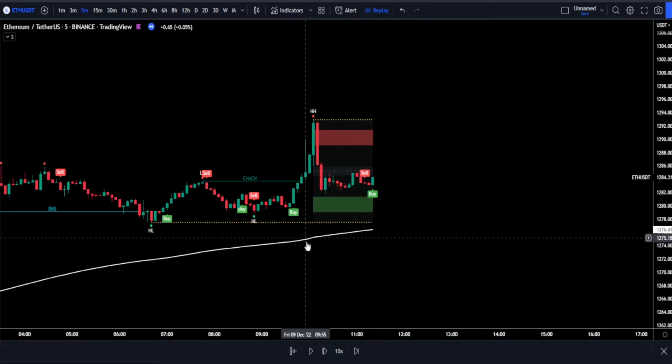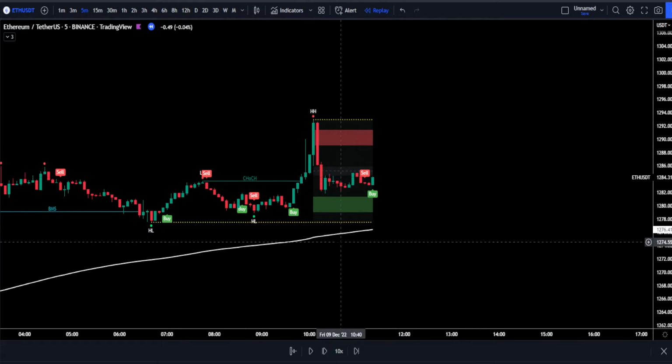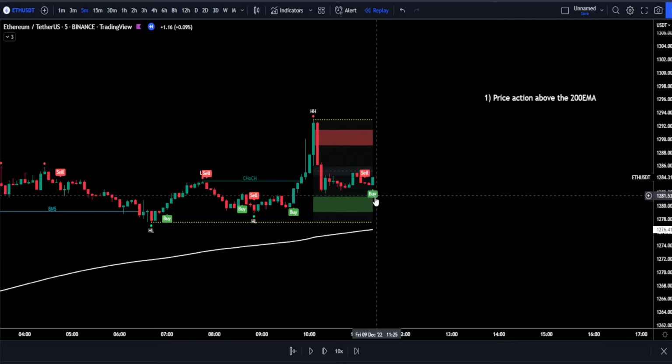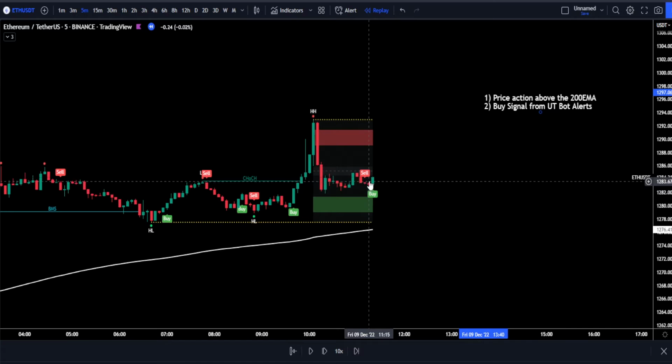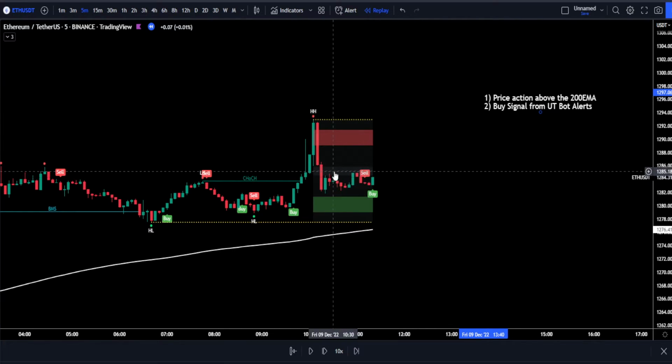First, the price action must be positioned above our 200 EMA. Second, the UT bot alerts indicator must issue a new buy signal. Third, at the time the signal is issued, the candlestick must be closed below our middle level. This is to make sure that we're not entering any long trades when a security is being overbought.